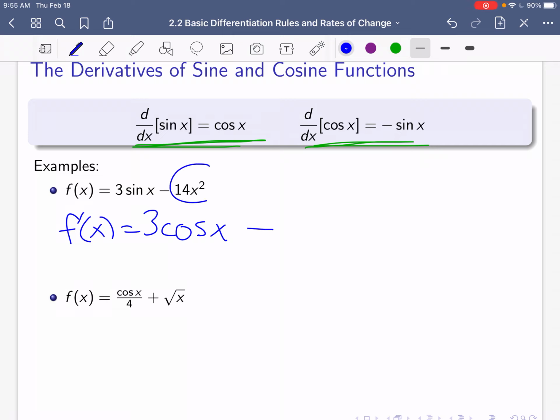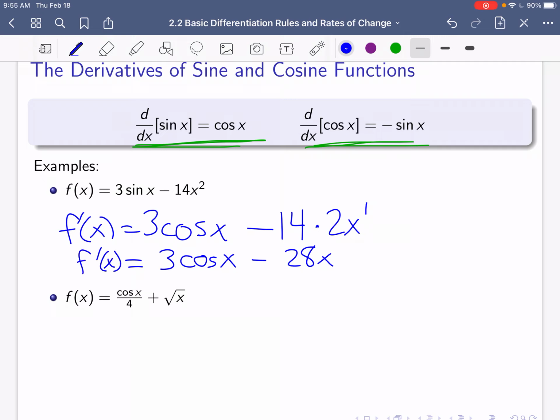Then we have minus the derivative of 14x squared. So 14 is a constant times a function. So 14 times the derivative of x squared is 2x to the first, right? So we brought the power down. We subtract 1 from the power. So we have 3 cosine x minus 28x. That is our derivative.